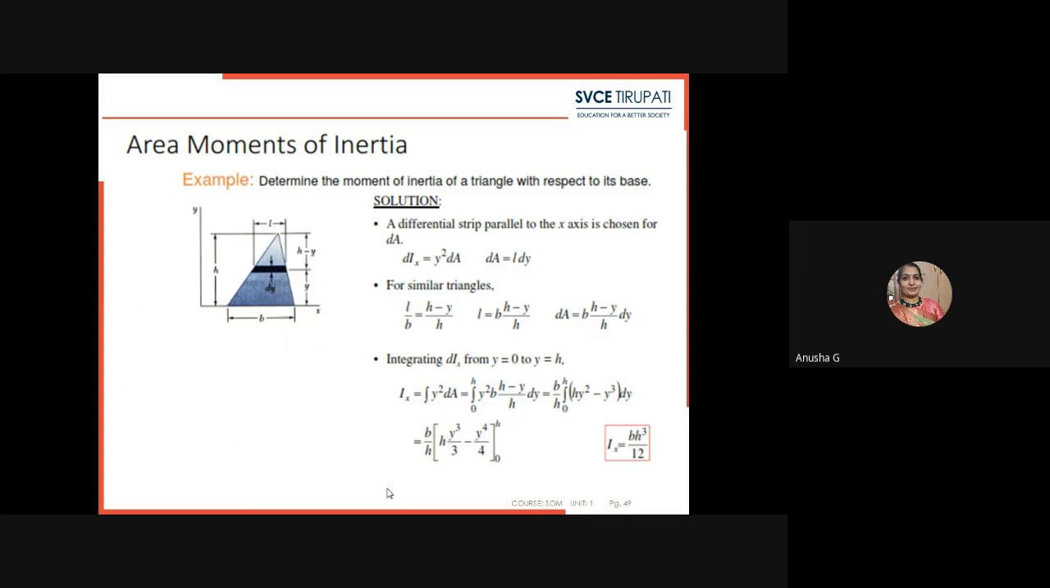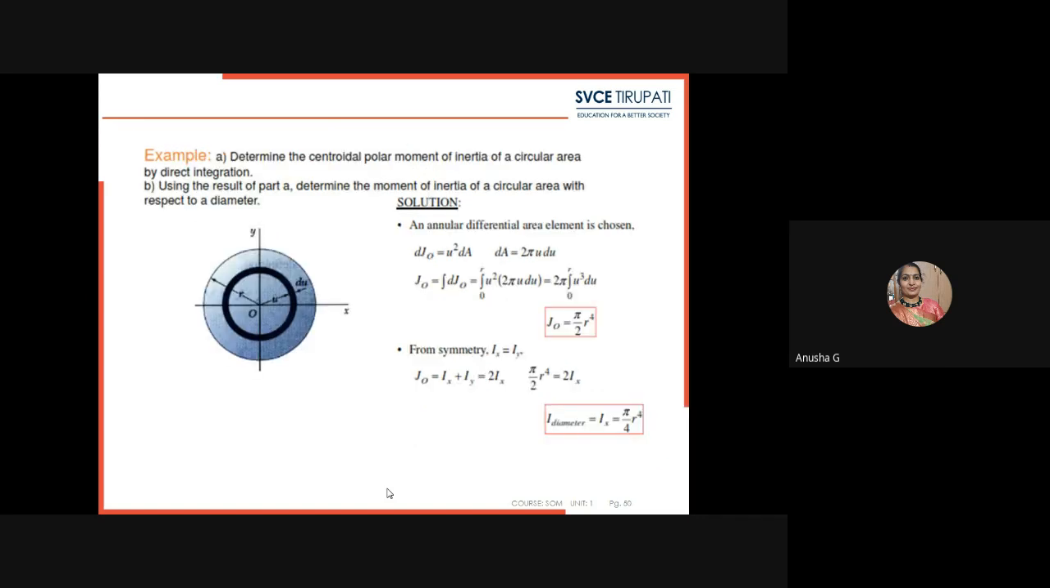Then you can calculate it about the centroidal axis at x distance. Ix equals bh cubed by 12. Similarly, if you go for the circular area, the area depends upon the circle. Ix equals pi r power 4 by 4.